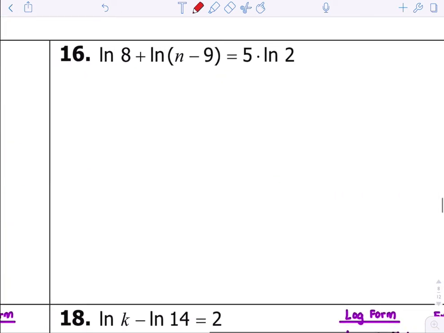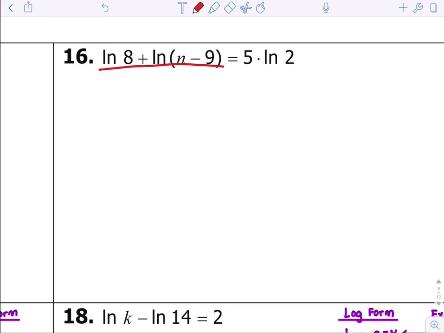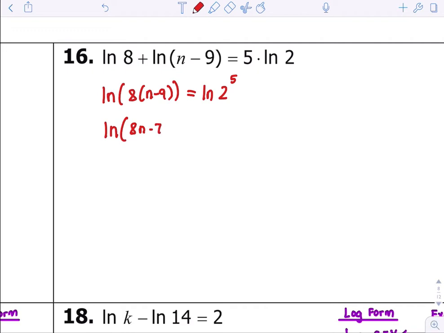Okay, 16. We just need natural log for both. So on this side, you guys, we're going to be doing the product rule. So ln of 8 times n minus 9 is equal to, this side, you guys, is power rule. So natural log of 2 to the 5th. Alright, we're going to distribute the 8 to the inside, so 8n minus 72 is equal to natural log of 32. Is that 32? 2, 4, 8, 16, 32, yeah.